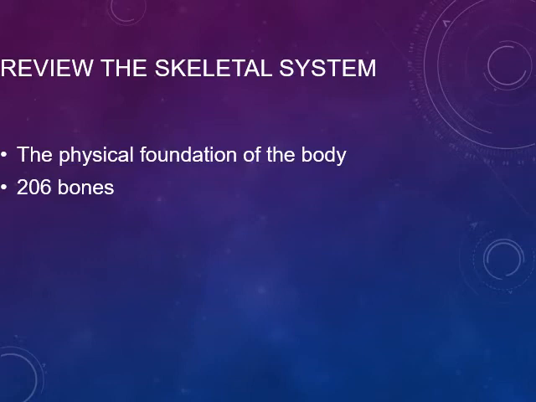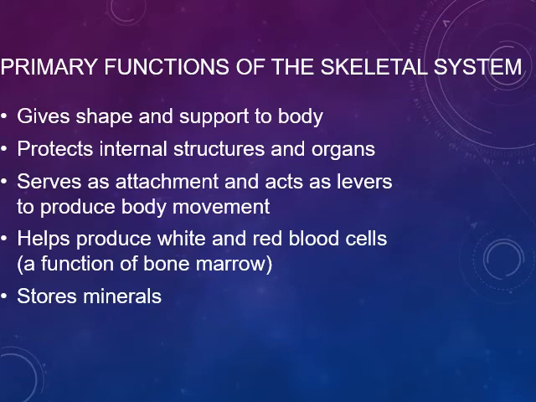Reviewing the skeletal system. The skeletal system forms the physical foundation of the body. It is composed of 206 bones that vary in size and shape and are connected by movable and immovable joints. Primary functions of the skeletal system: it gives shape and support to the body, protects internal structures and organs, serves as attachment and acts as levers to produce body movement, helps produce white and red blood cells, a function of bone marrow, and stores minerals.